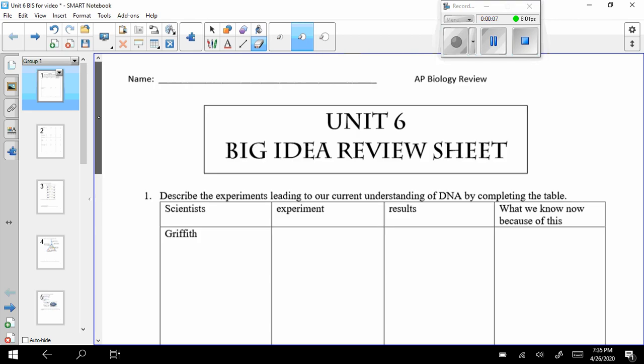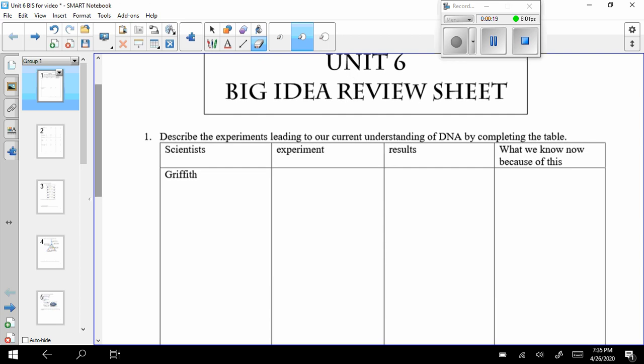We are on to Unit 6. So we are on our last unit to get ready for the AP Bio exam. And you guys know I love this unit. This is all the DNA stuff. So let's get started with all of the experiments. These are the experiments that led us to our understanding of DNA being the genetic information.